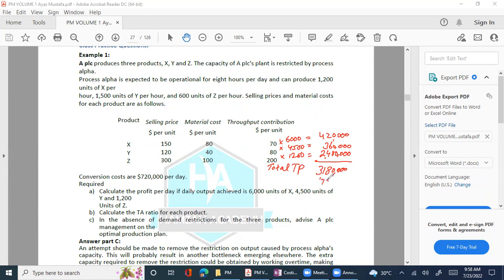And what is the conversion cost per day? You will subtract it. So this is your per day profit. It was given, we just multiplied. So this is your per day profit for this company. Now calculate the throughput accounting ratio for each product. I will definitely move to this part, but you may note it, or if there is any question, you may ask.